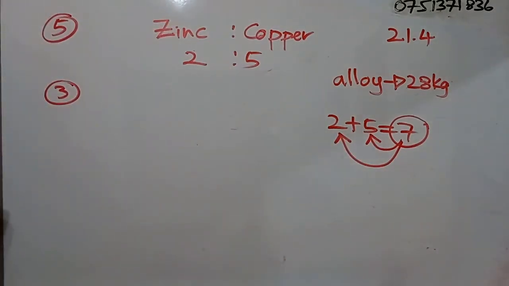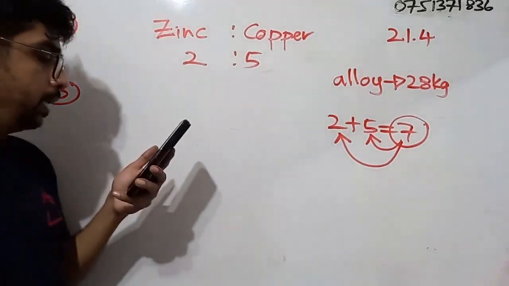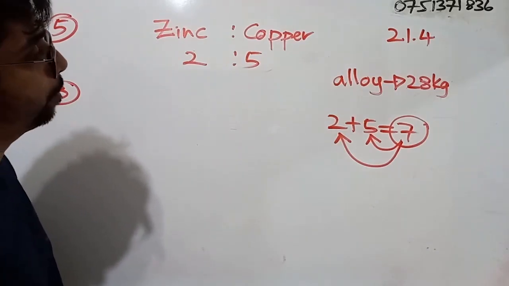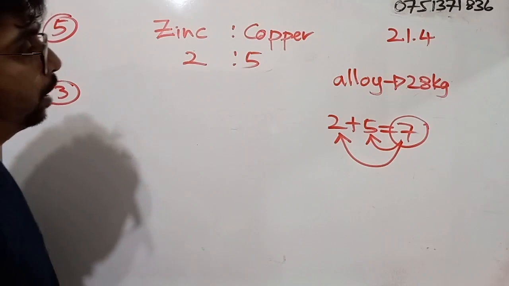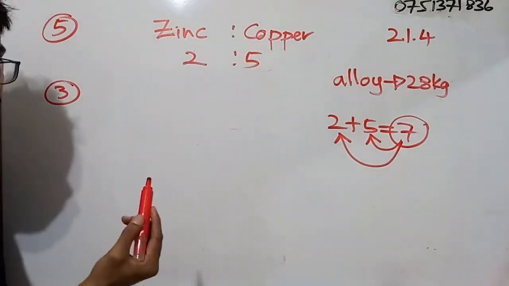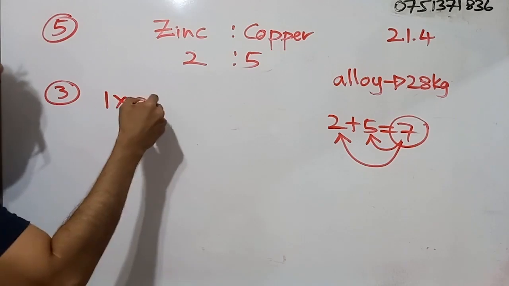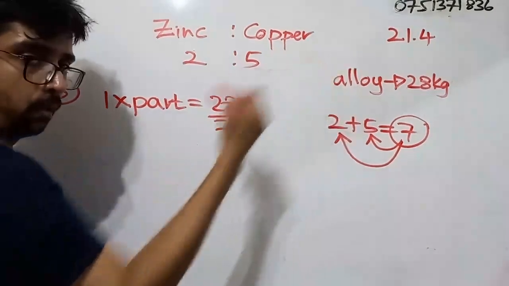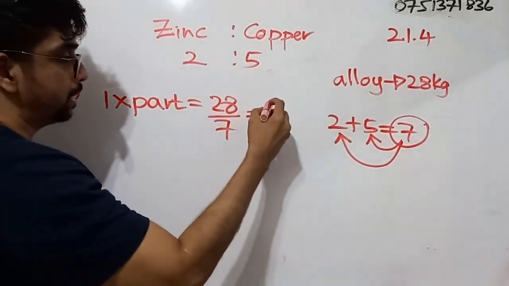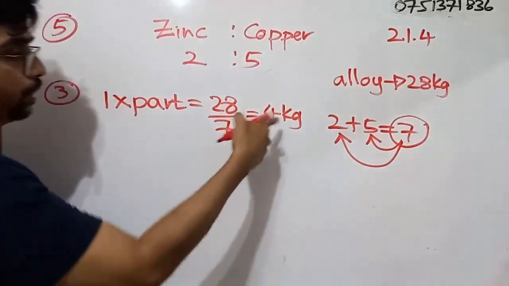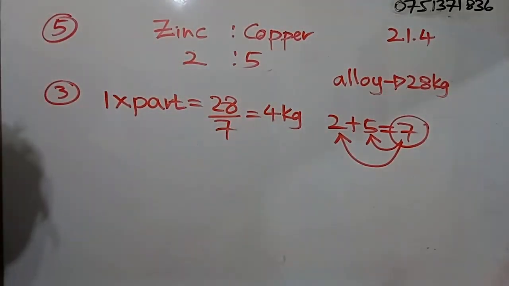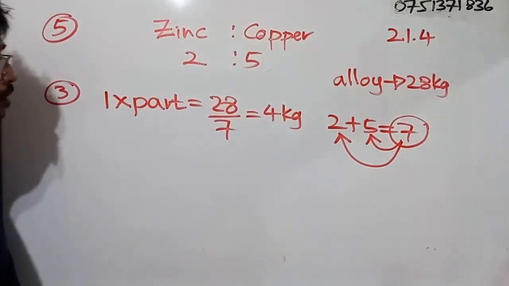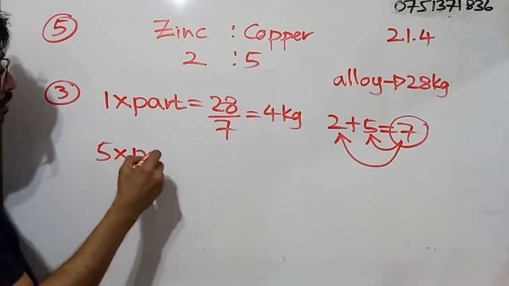In the question they are asking, find the mass of copper in 28 kilograms of alloy. So we need to calculate the amount of copper. We need to calculate the value of one part. So value of one part, that means 28 we have to divide by 7. Now we are talking about the alloy. 28 divided by 7, we know that is 4. So these are 4 kilograms. They are asking the amount of copper. So the term is 5. So 5 parts is equal to what?